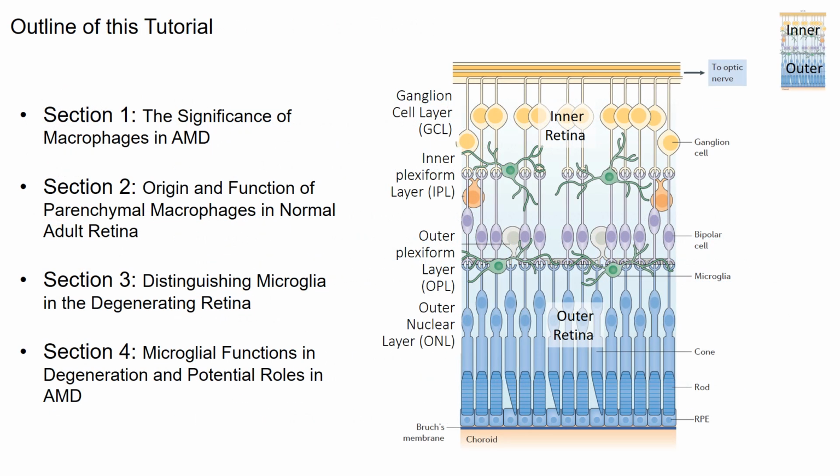Our tutorial will be divided into 4 sections. Section 1 will be the significance of macrophages in AMD; 2, origins and function of parenchymal macrophages in the normal state; 3, distinguishing microglia in the degenerating retina; and 4, their functions in degeneration and their potential roles in AMD.